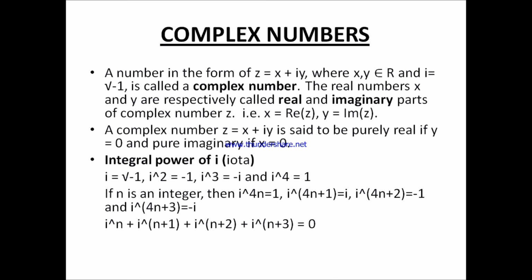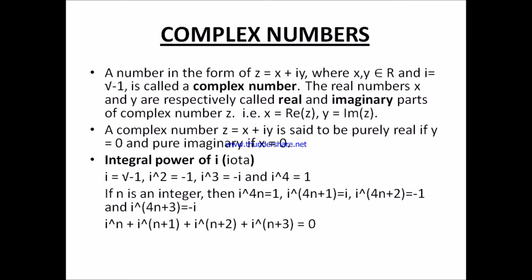i is a constant which is equal to root over minus 1. Now if we square i, it will become -1. If we raise i to the power of 3, it will yield -i, or minus root over -1. And when we raise i to the power 4, it will yield 1. Okay, now let us move on.